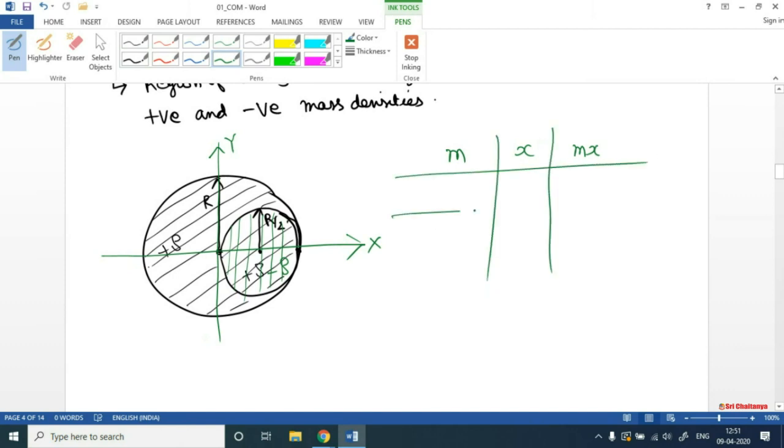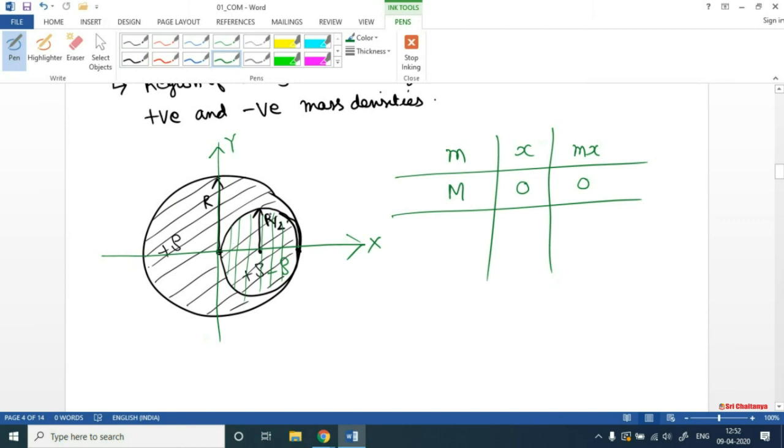So what we can say over here, since we have assumed that we have a sphere of radius r with mass density rho, and let's say its mass is capital M, and obviously the center of mass of the larger sphere has x coordinate 0, so m times x would be 0 as well.